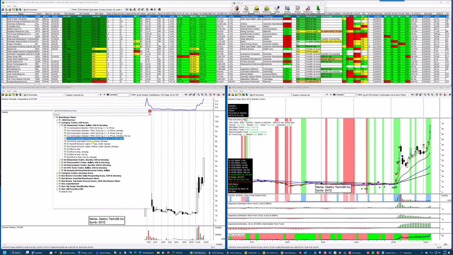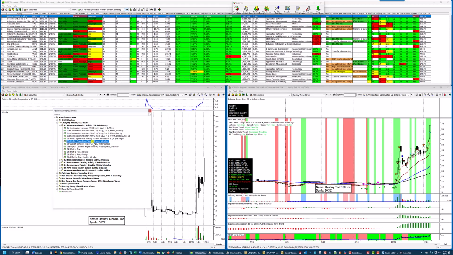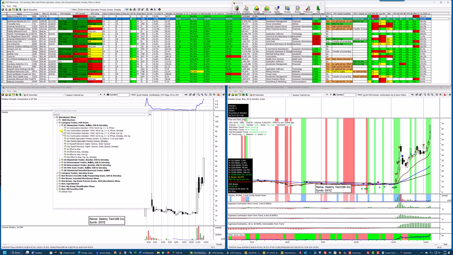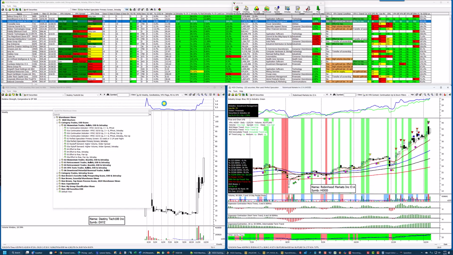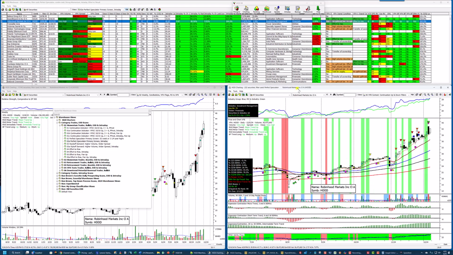Perfect speculator, 52-week high, 222, end of day, and intraday. You can see which ones follow through. There's SoundHound again. Robinhood. Let's look at Robinhood. And this is that chart number 6. It shows the continuation. You can see there are a lot of buy points just on continuation.